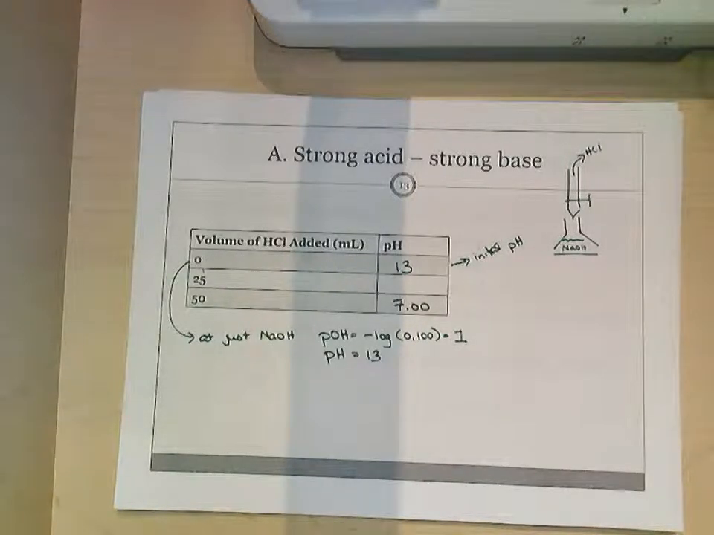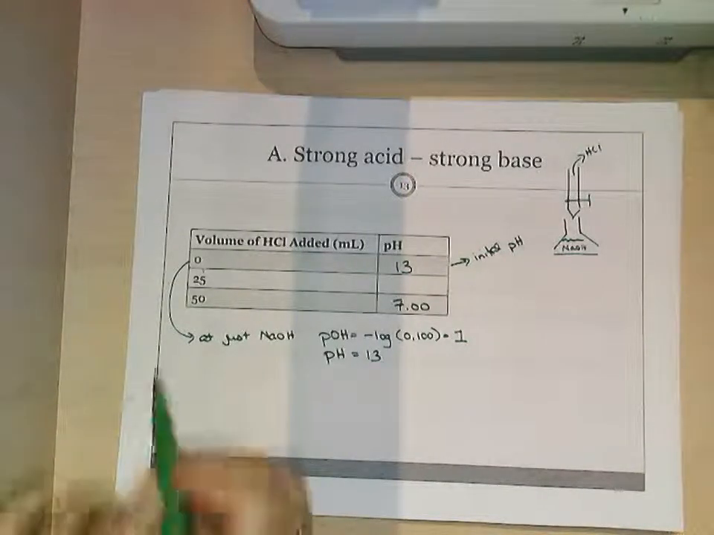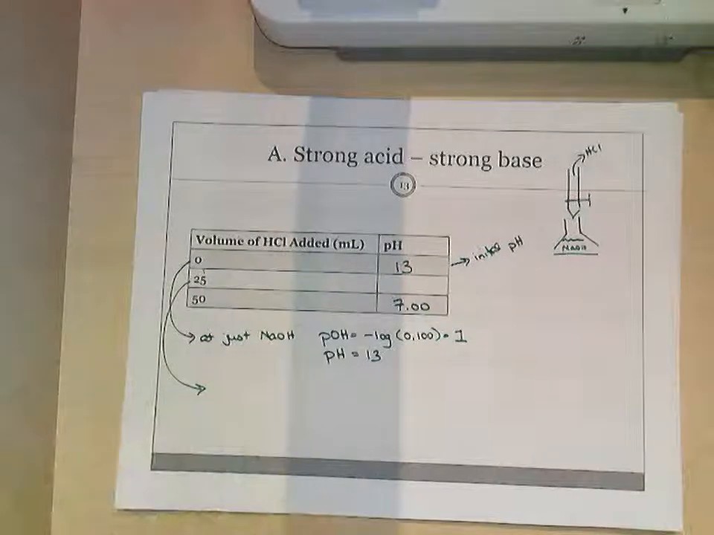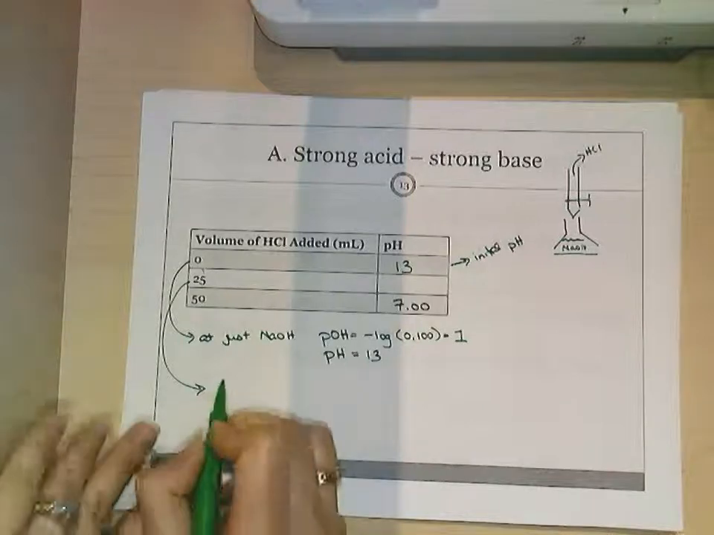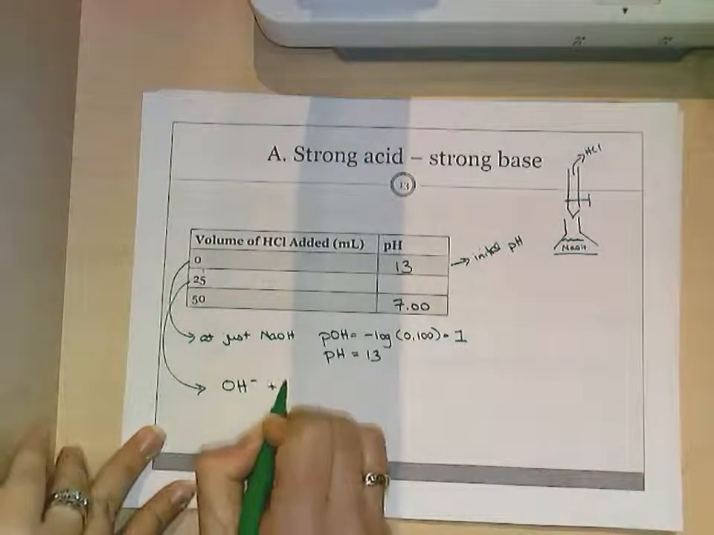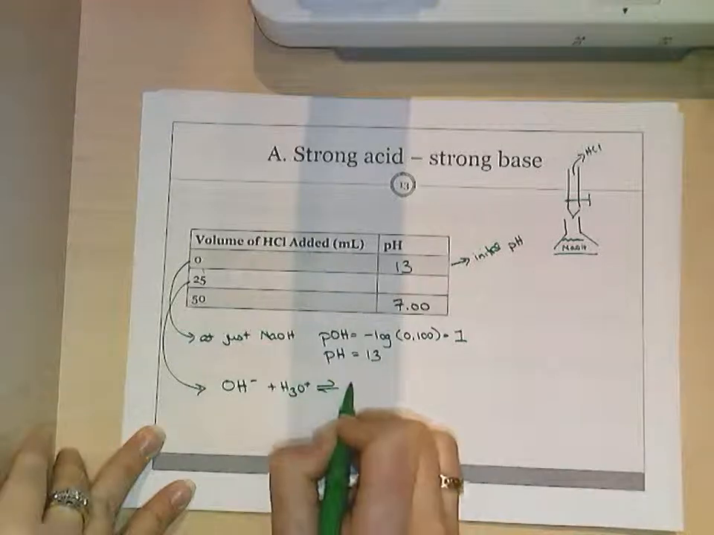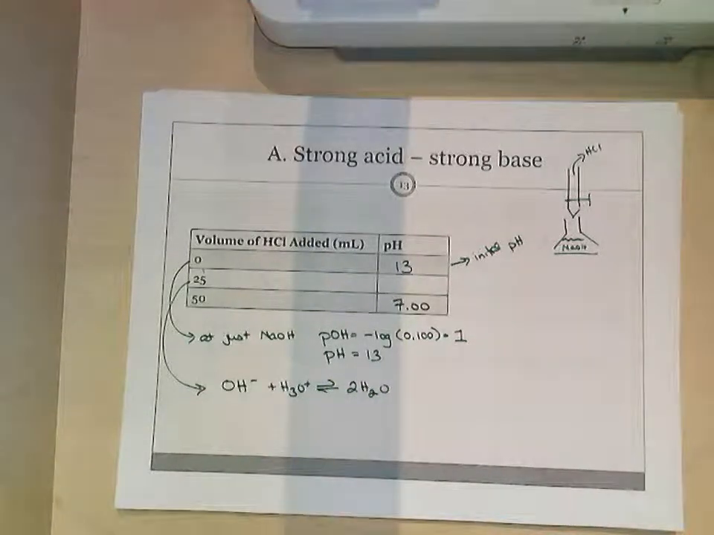All right, so now we're ready for halfway. I'm now halfway through my reaction, right? I'm starting to add the strong acid to the strong base. We have this reaction going on. Do I have a buffer? No, there is no buffer. How am I going to figure out what the pH is at this point?